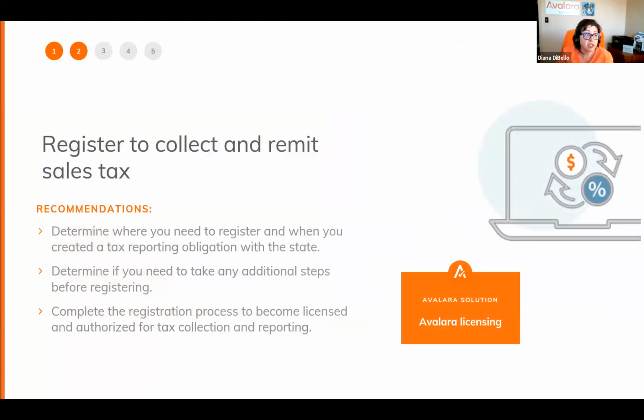All right, register to collect and remit the sales taxes. So for recommendations, you've got to determine where you need to register and when you create that obligation. Determine if you need to take any additional steps before registering, such as a voluntary disclosure, and then complete the registration process to become a licensed authorized tax collection and reporting agent in the state. The solution that we have to offer for that is Avalara licensing. So we do have solutions that can assist you through that whole process.